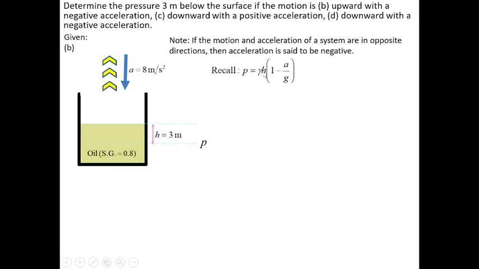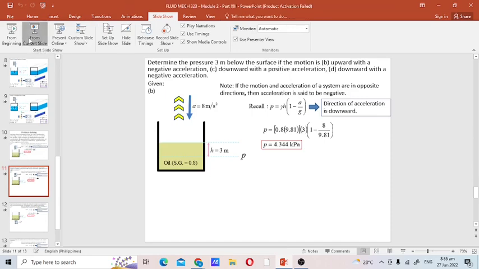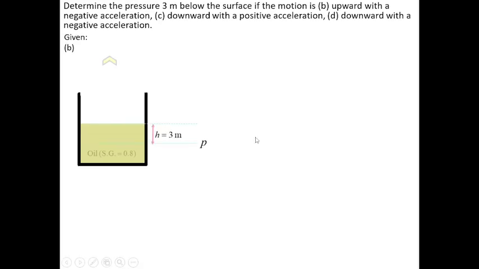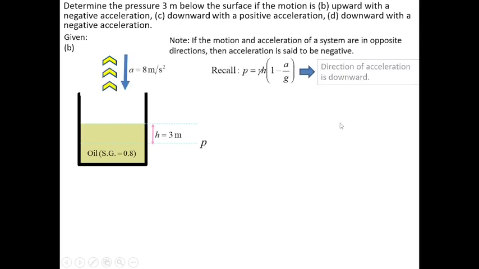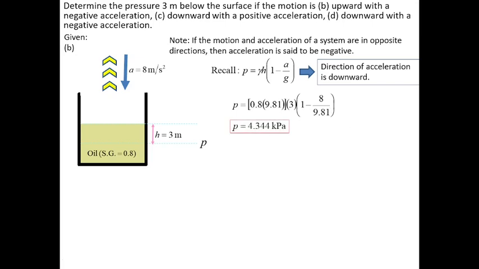No? So, ito yung ating formula. So, saan ang direction ng ating reverse effective force? Kung downward ang A, so upward siya. No? So, upward naman. Kaya, minus. No? So, direction of acceleration is the downward. No? So, P equals 0.8 times 9.81 times 3. So, minus naman. So, ang sagot ay 4.344 kilopascal. No? Okay, so, sabihin na bawasan yung pressure, no?